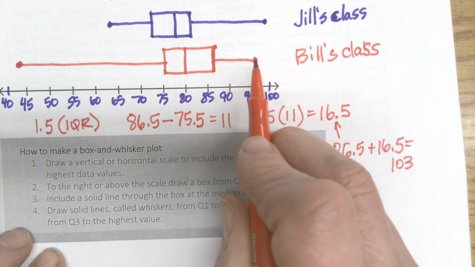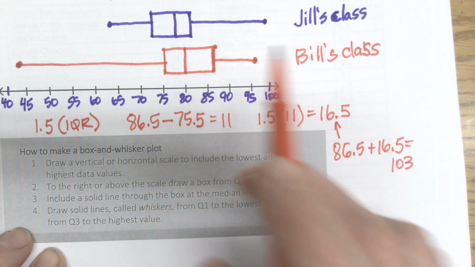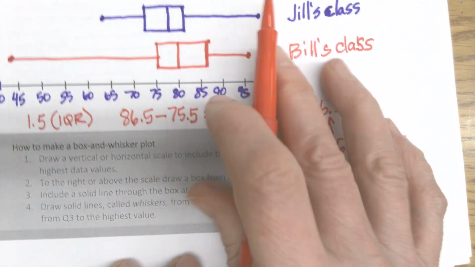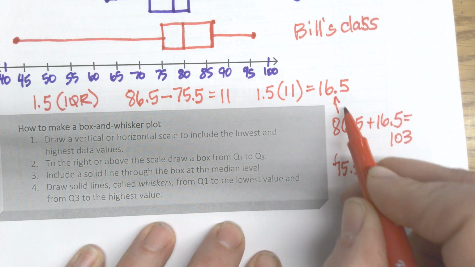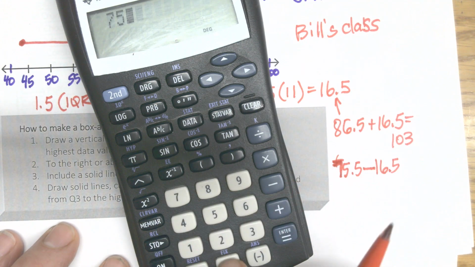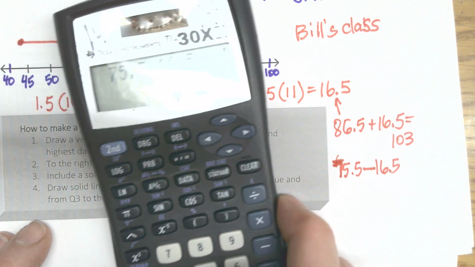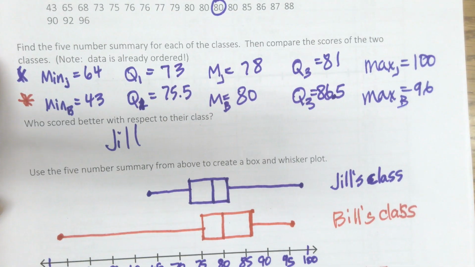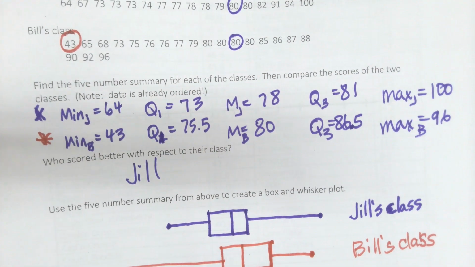But in Bill's class, nobody got above 96. I didn't think the high end had an outlier anyway, because that was a real short whisker. Now I'm going to do the same thing on the other end, but subtract from the low end. I take Q1, 75.5, minus 16.5, which equals 59. There's an outlier if there's a score below 59, and yes, if I look back up at the data, there is one score below 59, so that's considered an outlier.